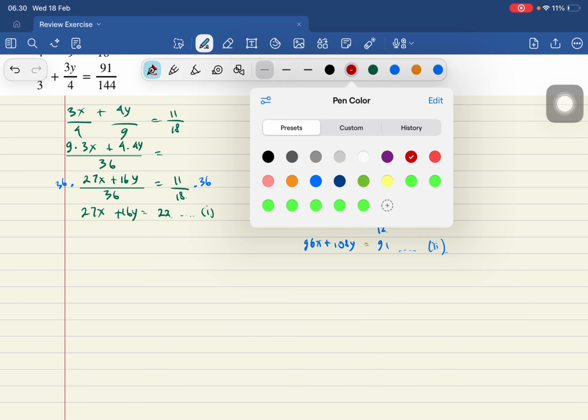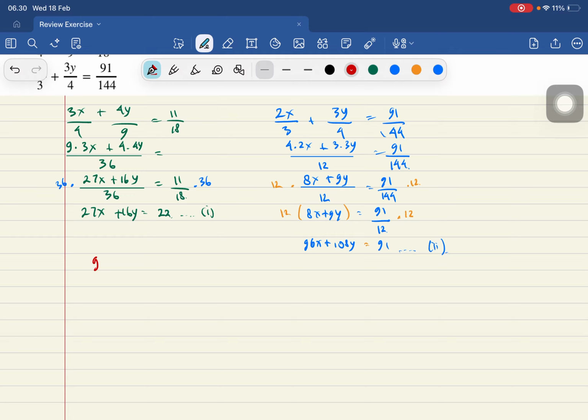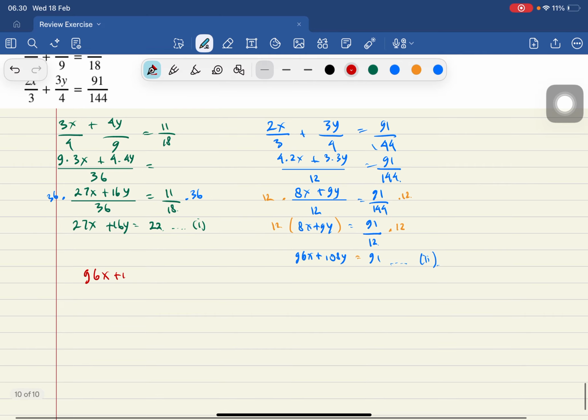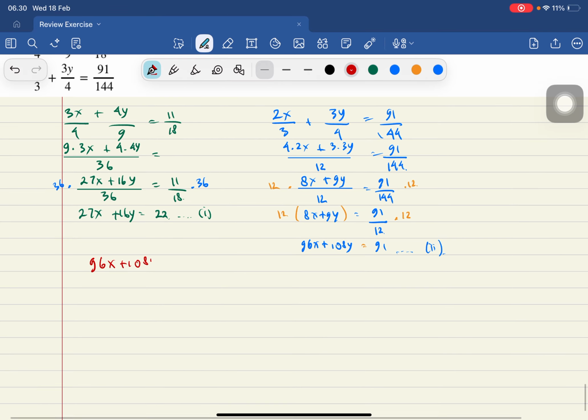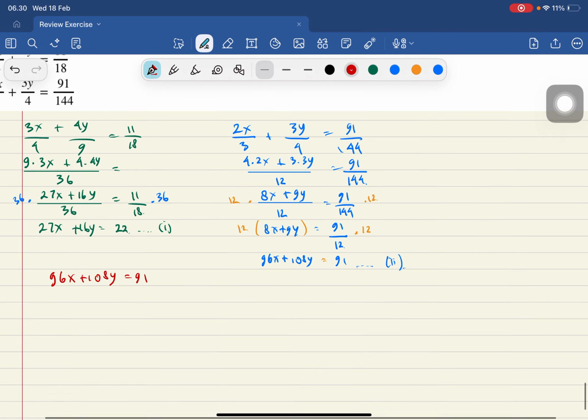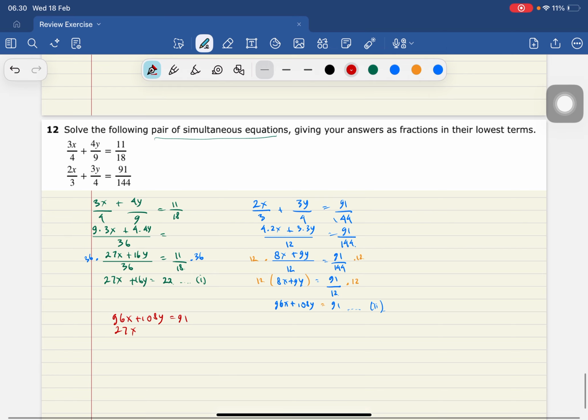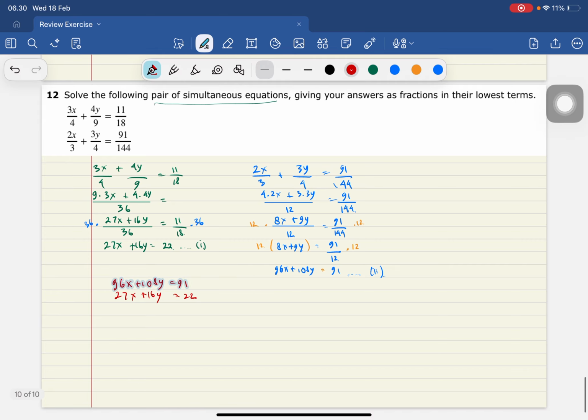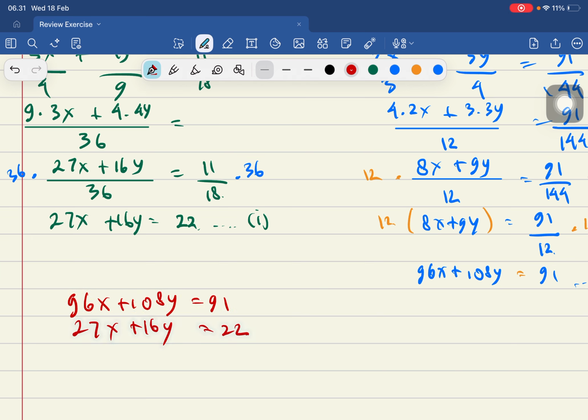Okay, let's solve it. So we got 96x plus 108y equal to 91. And second we got 27x plus 16y is equal to 22. Okay, let's take a look here. How can we make the y or x equal in value? Let's think and see.